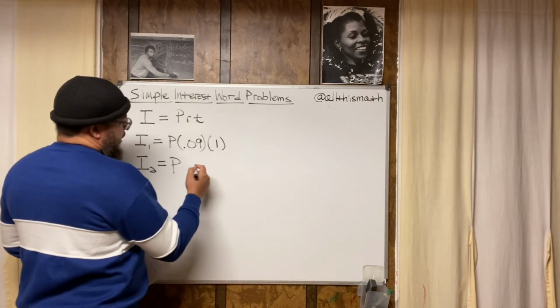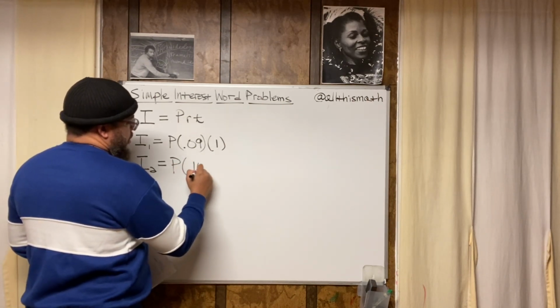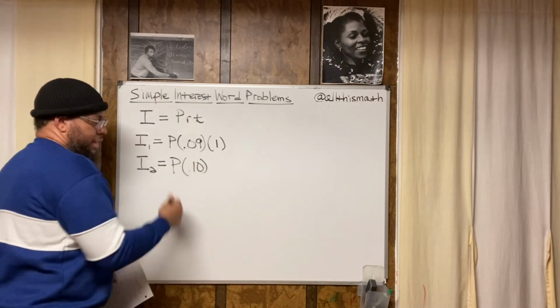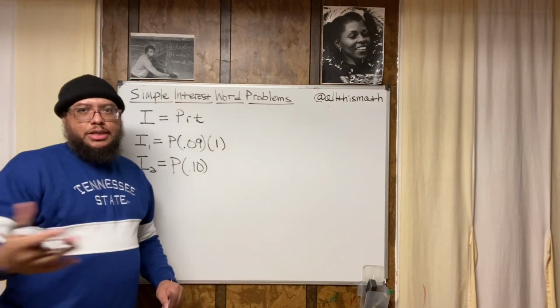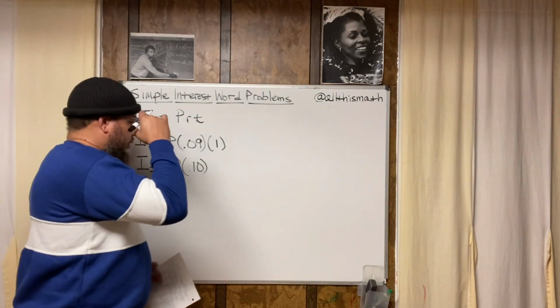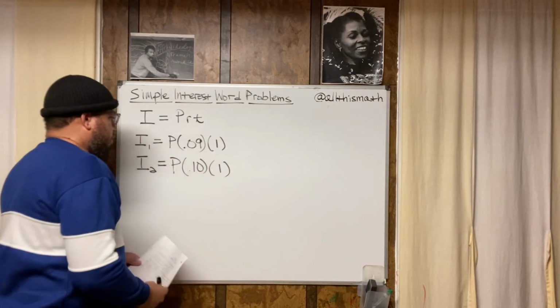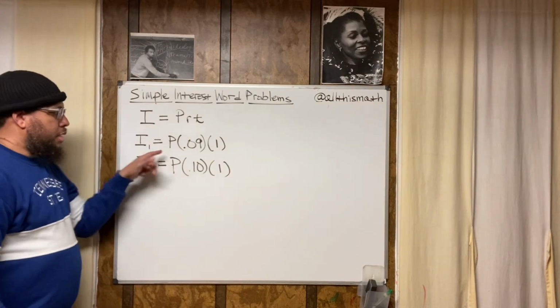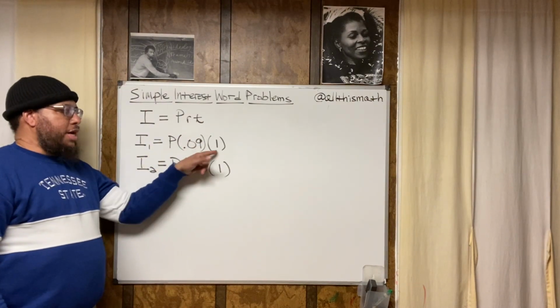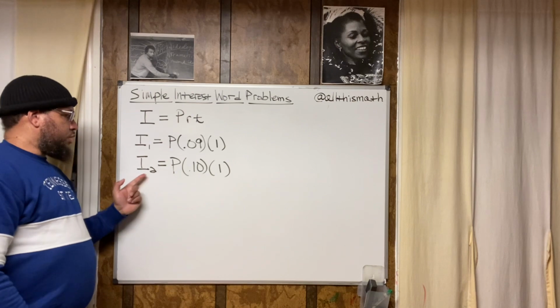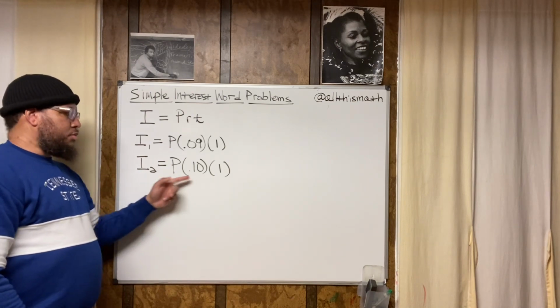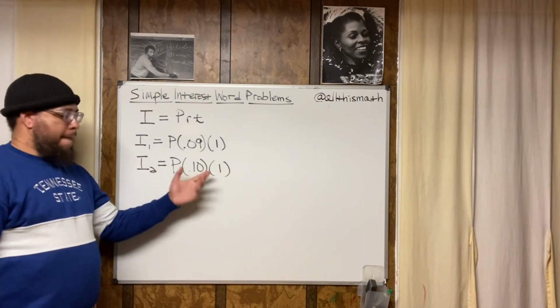So we changed 10% into 0.10. You don't really need the zero, but I just put it there because it was 10%. I like to keep things consistent to an extent. And it's still after 1 year. So investment 1 is the principal times 0.09 times 1. Investment 2 is its principal times 0.10 times 1, right?